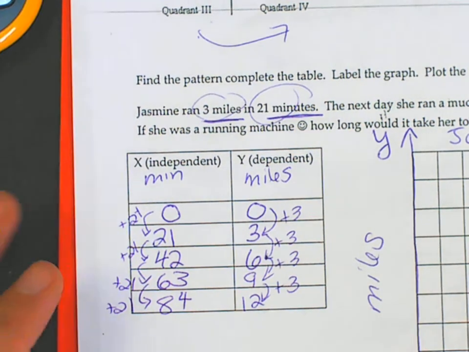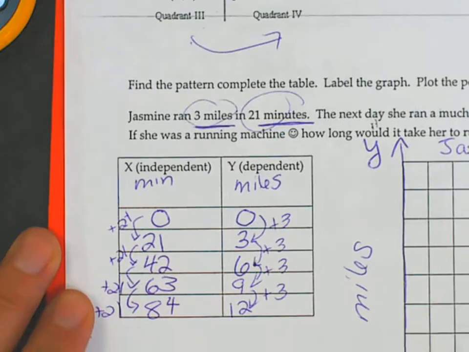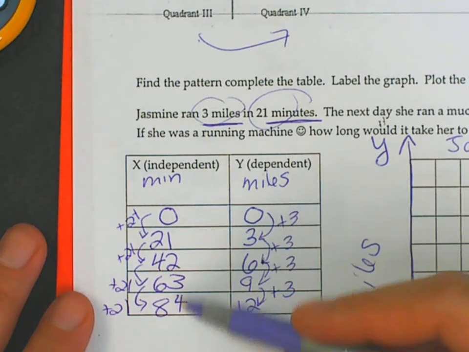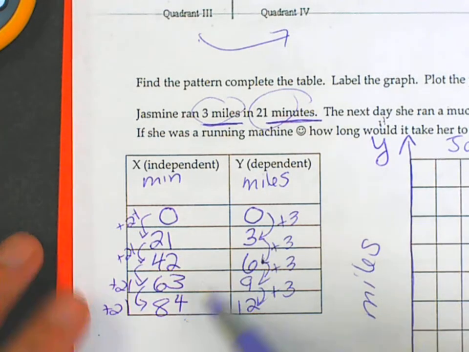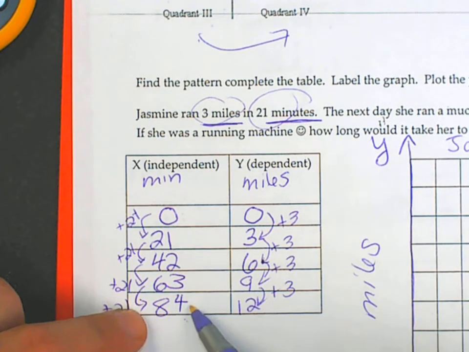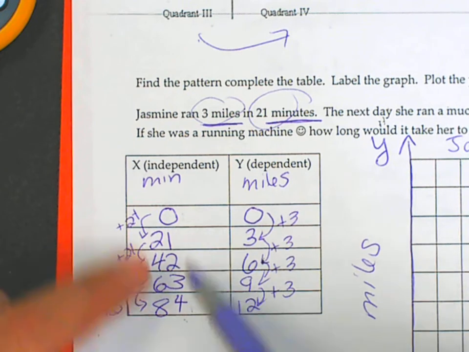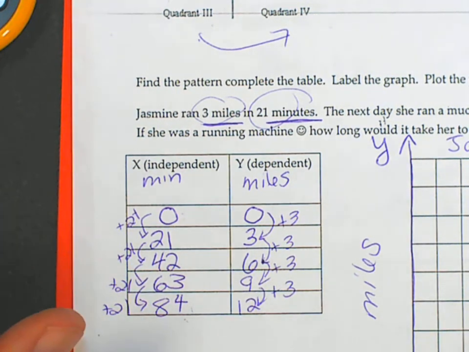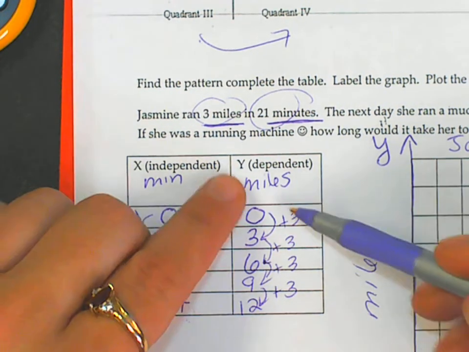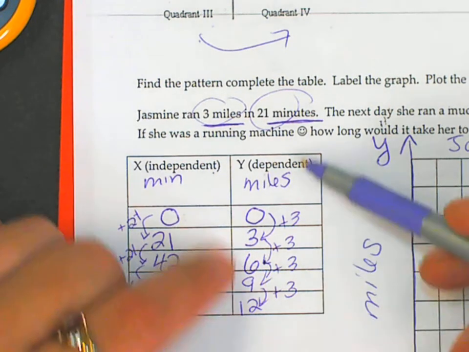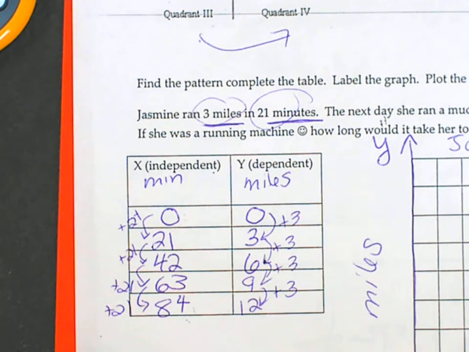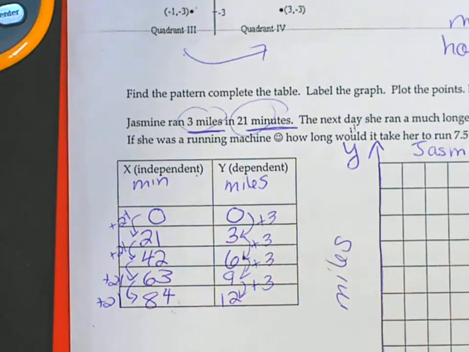So now I'm going to plot the points. My minutes go from like 0 to 84. That is the range. This is the minimum. This is the maximum. Max minus min gives me the range. So that's 84. And then my range for miles is 0 to 12. So that's 12 miles. So here's my miles. I have to get to 12.